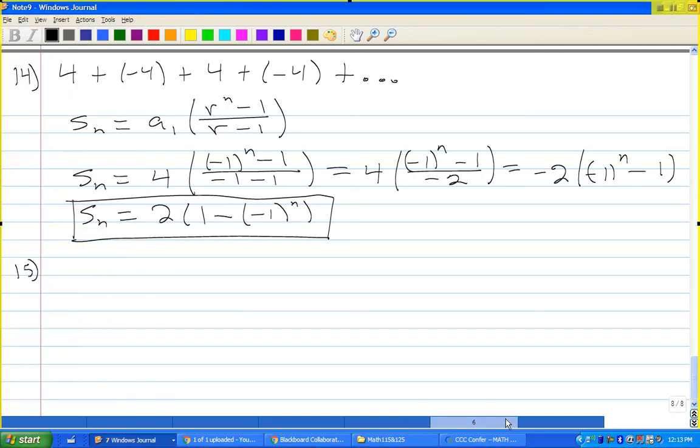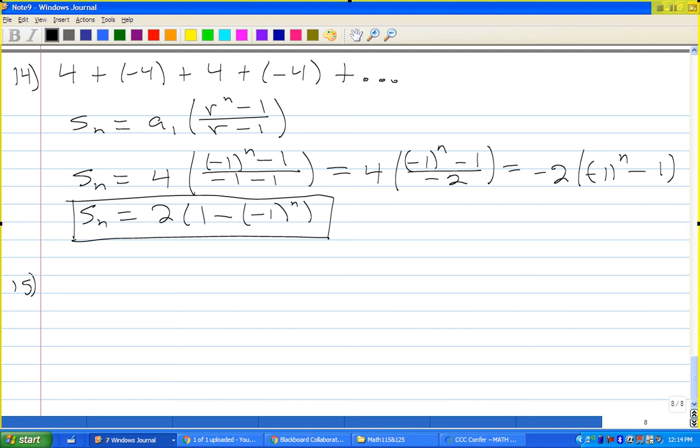What you notice here is that if you just add up the first odd number of terms, you're going to get 4 always, because the plus and minus 4's cancel except for the last one. Whereas if you add up an even number of terms, the plus and minus 4's cancel, so you always get 0. And that's what our formula is telling us.